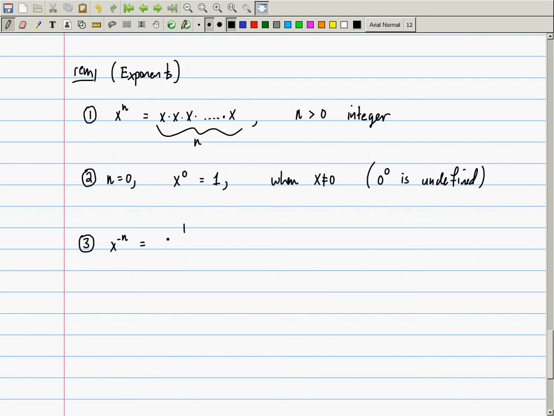It means 1 over x to the n. Well, I'll write it like this first: 1 over x to the n, which looks like 1 over x times x times x times x. So, for example, just to make sure the point is clear, x to the negative 3 means 1 over x cubed, which in turn means 1 over x times x times x. Okay, so any questions about these statements?